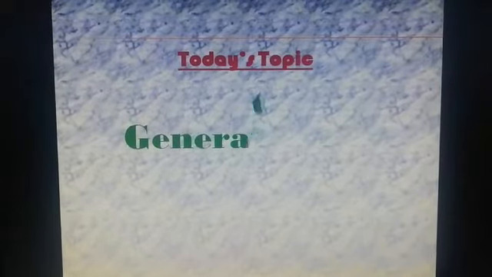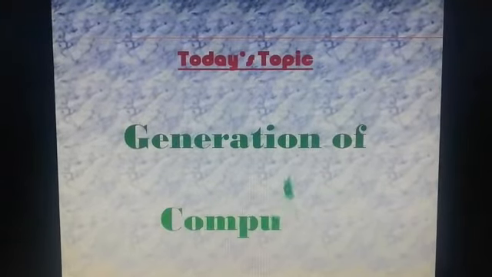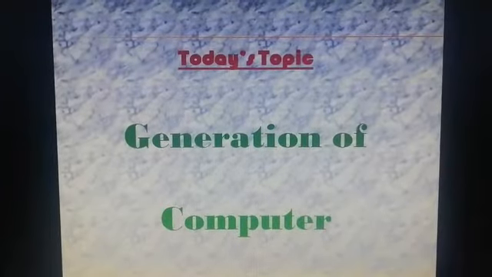So we continue with our previous topic. Our previous topic was evolution of computer, but today we discuss about the generation of computer. So let's learn.